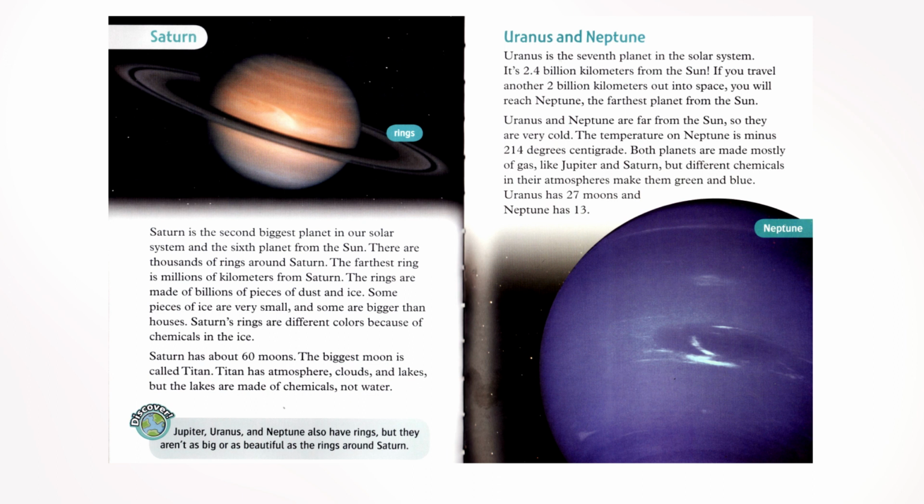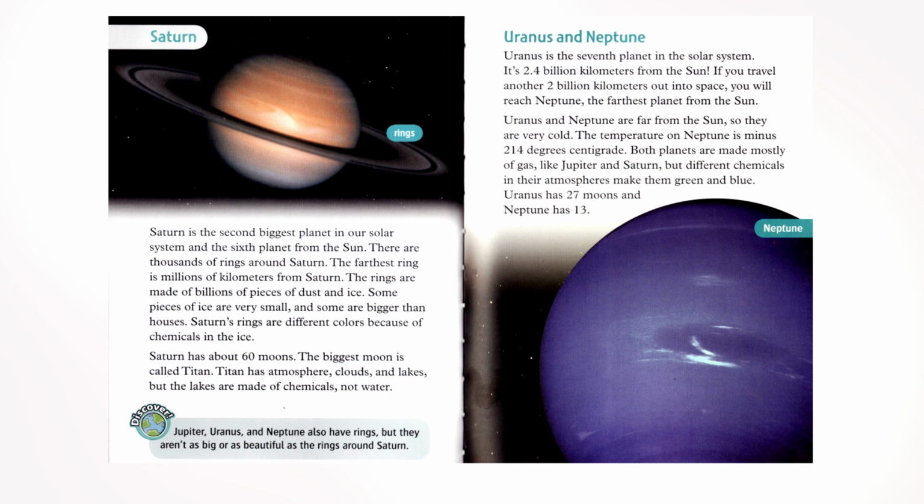Saturn has about 60 moons. The biggest moon is called Titan. Titan has atmosphere, clouds, and lakes, but the lakes are made of chemicals, not water. Jupiter, Uranus, and Neptune also have rings, but they aren't as big or as beautiful as the rings around Saturn.